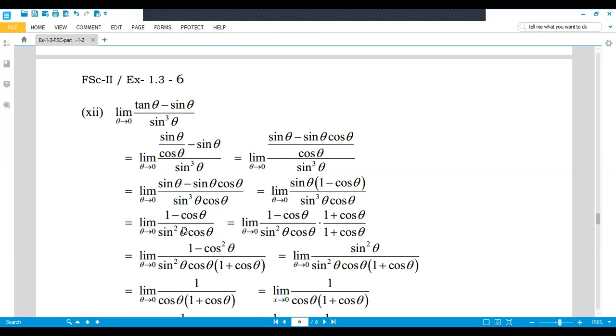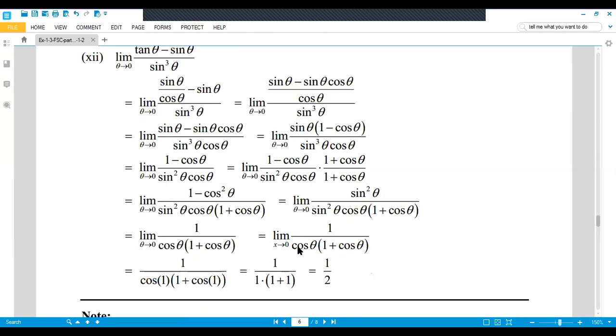Now you do rationalization. 1 minus cos theta, you multiply and divide with the conjugate, 1 plus cos theta. You get 1 minus cos square theta in the numerator. For this value, 1 minus cos square theta, you use the identity: 1 minus cos square theta is equal to sine square theta. Sine square theta cancels. Now you apply the limit, you get 1 on the numerator, and on the denominator in place of theta you put 0. So cos 0 is 1, and here 1 plus cos 0 is 1 plus 1, which is 2. So you get 1 over 2. So this is the last part of question number 3.